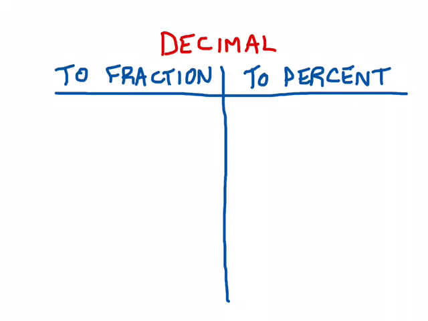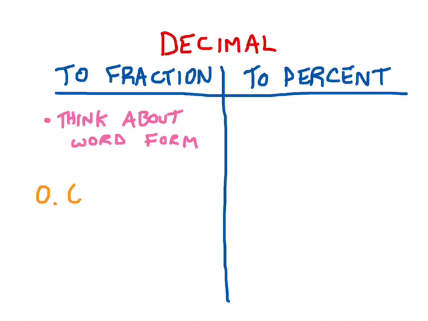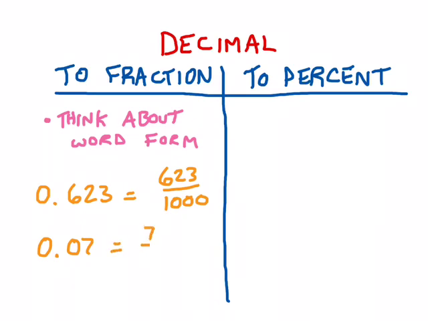Here's how that goes. If I want to convert a decimal to a fraction, what I'm actually going to be thinking about to make life easy is the word form of that decimal. Here's what I mean by that. If I'm thinking about the decimal 0 and 623 thousandths, well, that's a fraction as well. 623 thousandths. And I'm done. If I'm thinking about the decimal 7 hundredths, again, that's a fraction. I can think of that as just 7 hundredths. And we talked about in class how those are basically equivalent values.